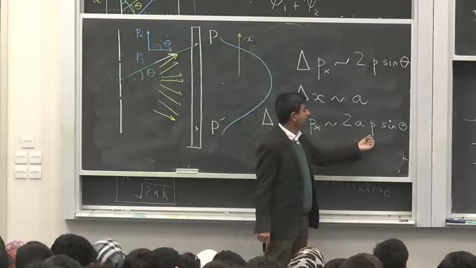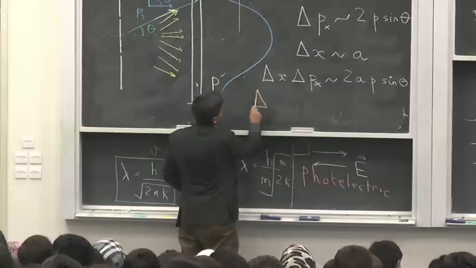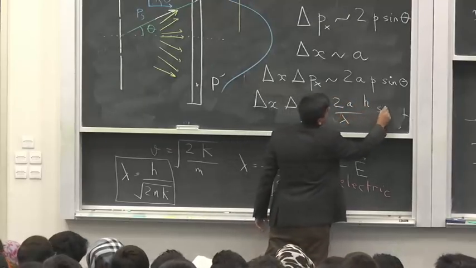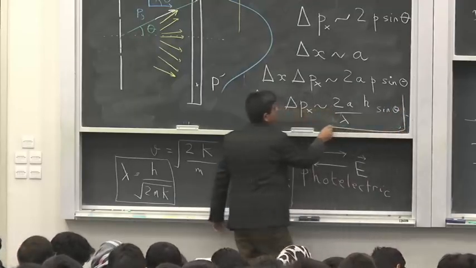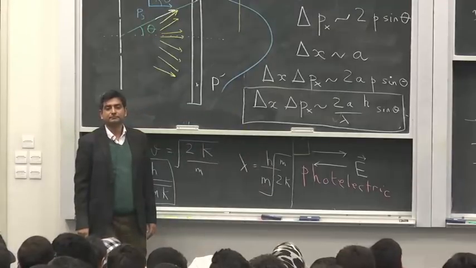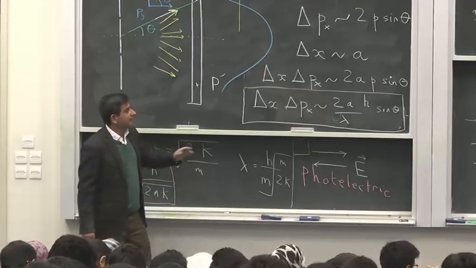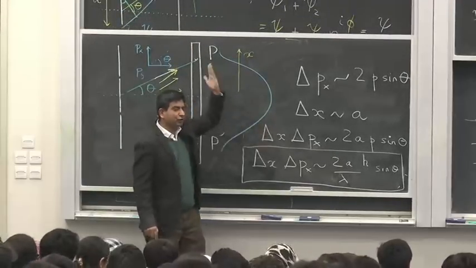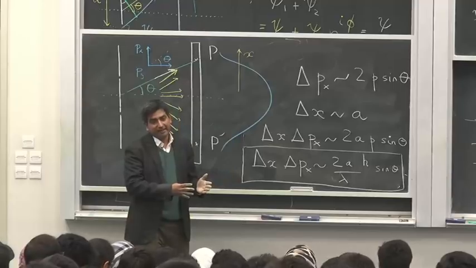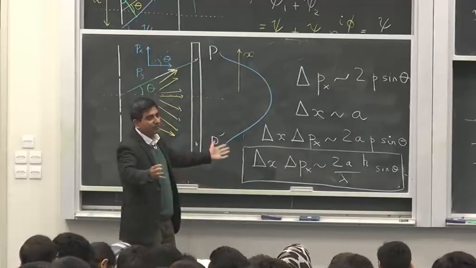Now, what is p? h over lambda. So it is 2a h over lambda sine theta. Alright, now one more step to go. By the way, if my delta x goes up, delta px goes down. So if I'm more uncertain about the position, I'm less uncertain about the momentum. If there is less uncertainty about the position, there is more uncertainty about the momentum. So if I reduce the distance between the slits, the central lobe expands.